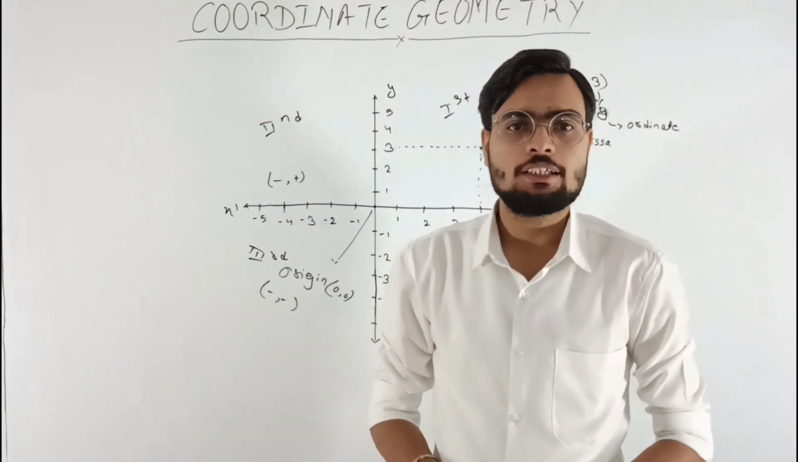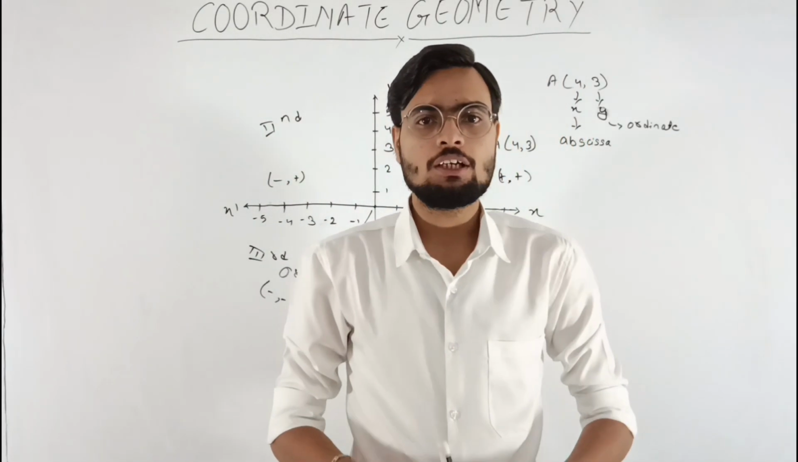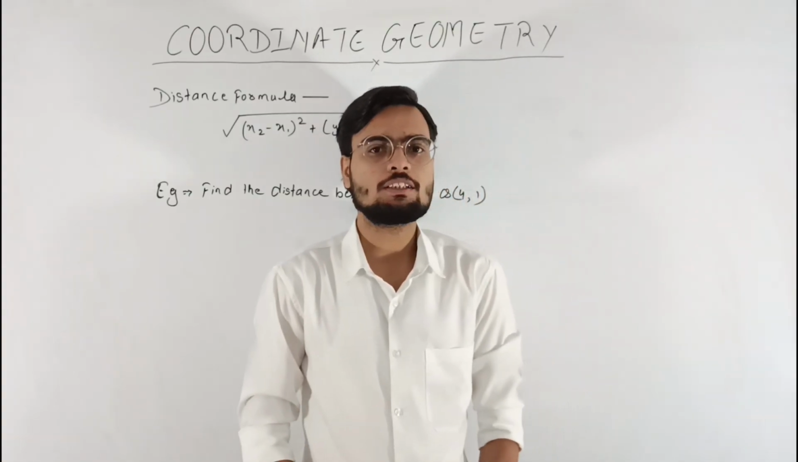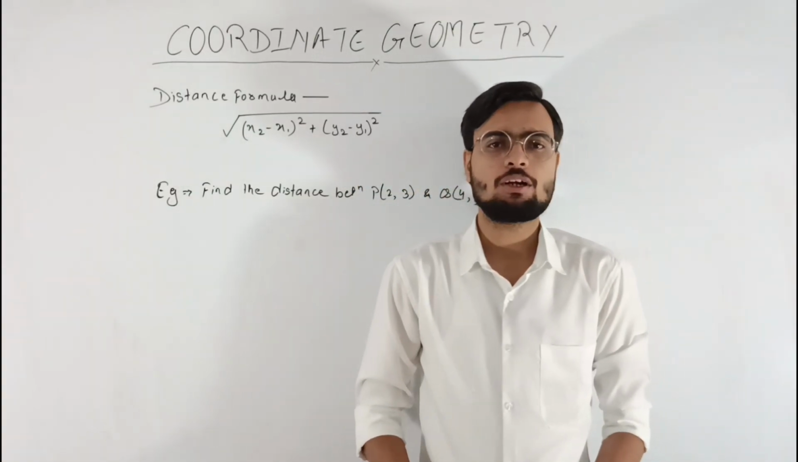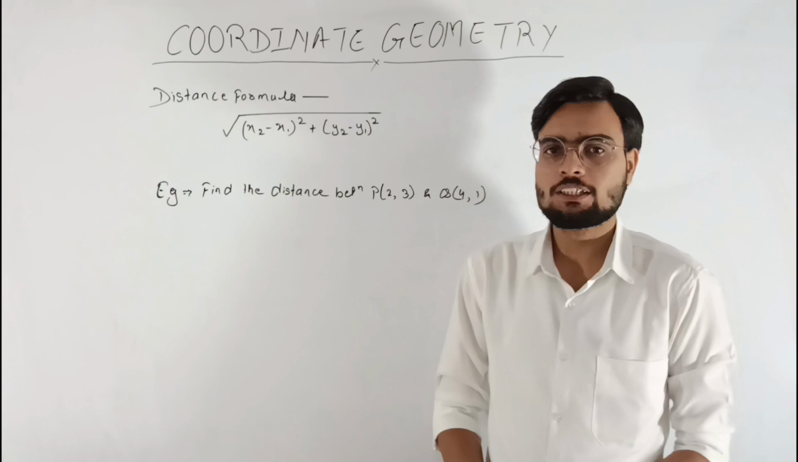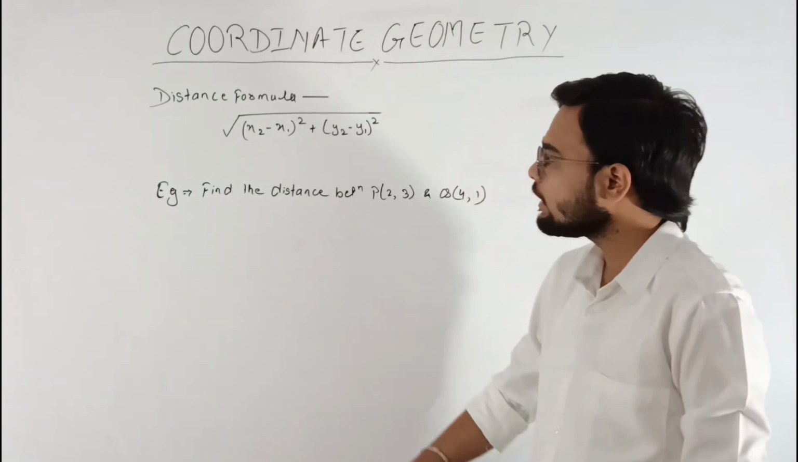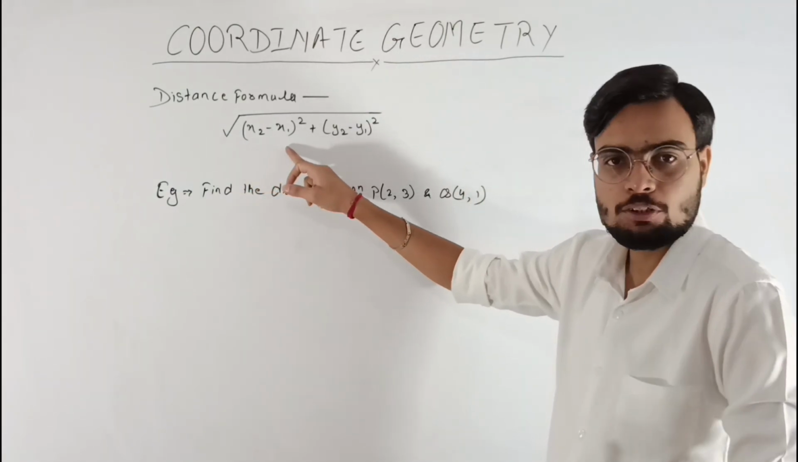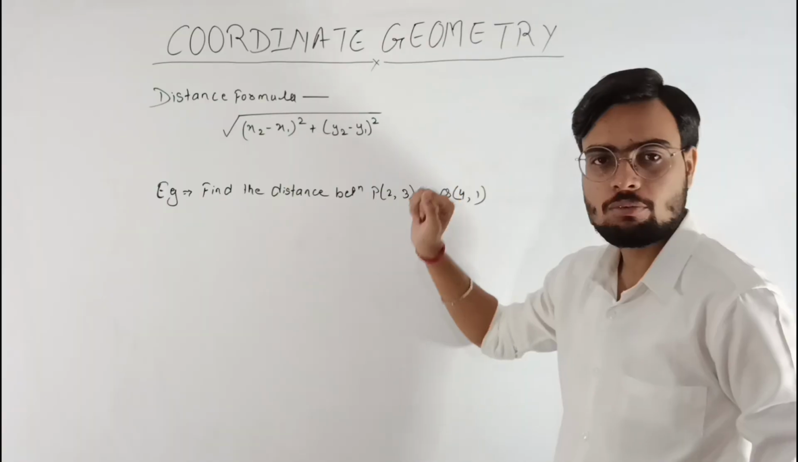Now let's move towards distance formula, which is the first topic of our class 10th. Now see what is distance formula. We use distance formula to find the distance between 2 points on a Cartesian plane, and the formula is: under root (x2 minus x1) square plus (y2 minus y1) square.